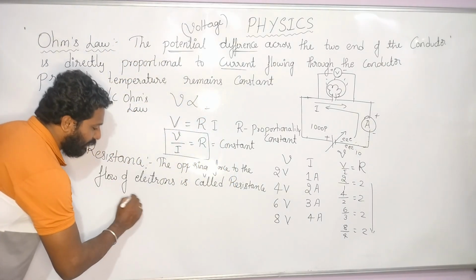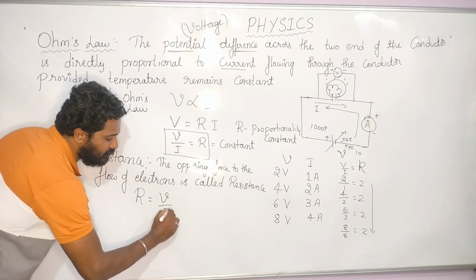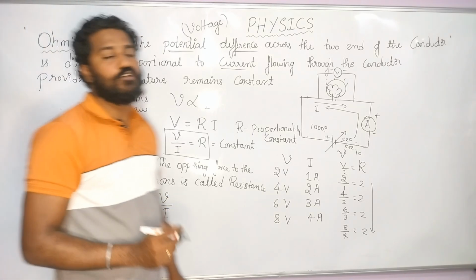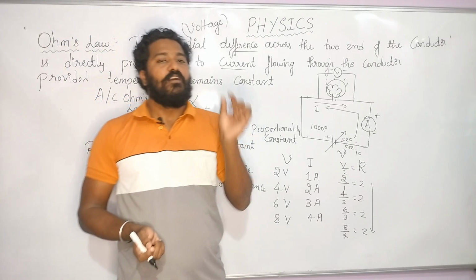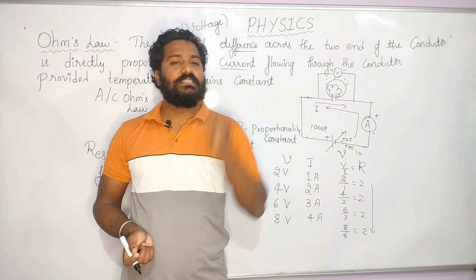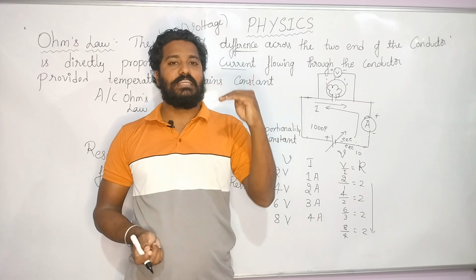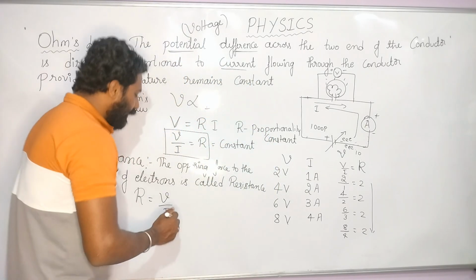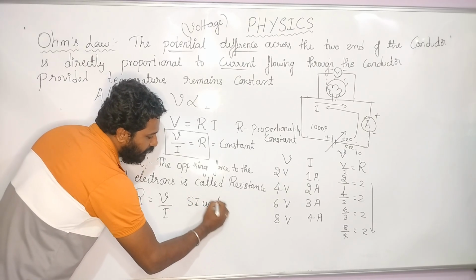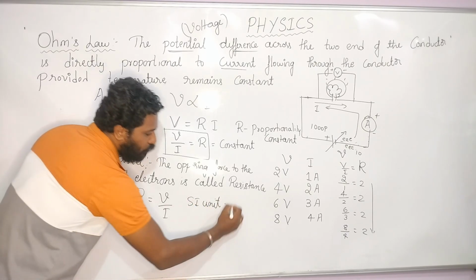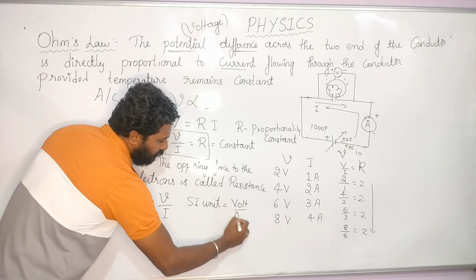Now the resistance is given by R is equal to V by I. When you want to calculate the resistance of a given material, you use the formula R is equal to V by I, where V is voltage and I is current. What is the SI unit? The SI unit for V is volt, and for current is ampere.